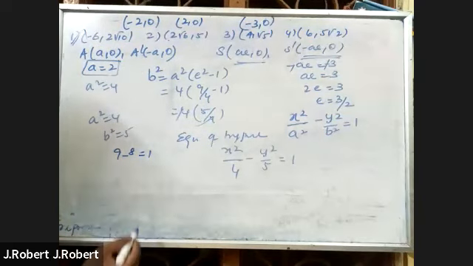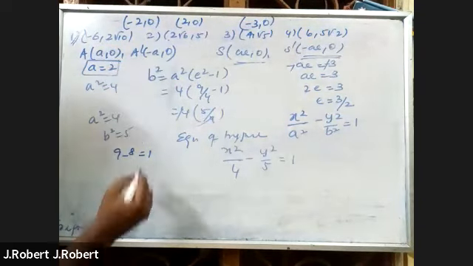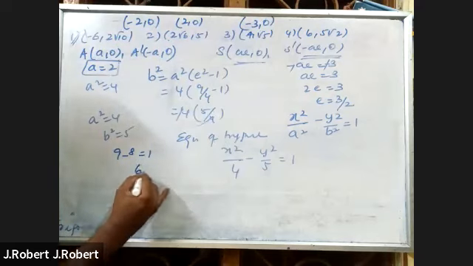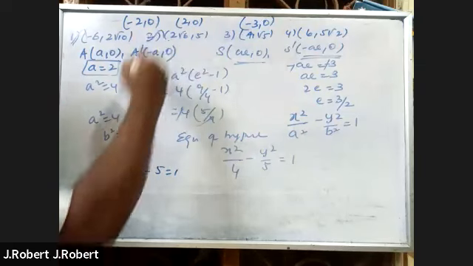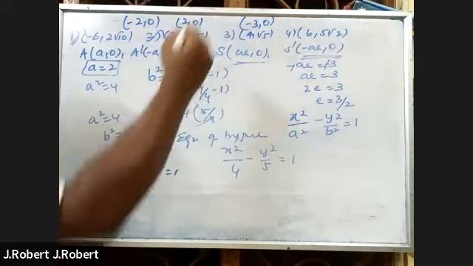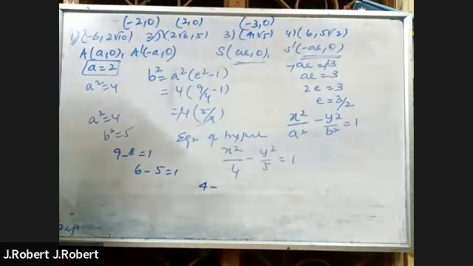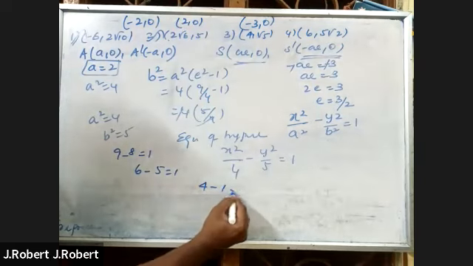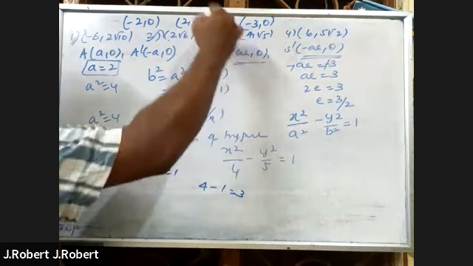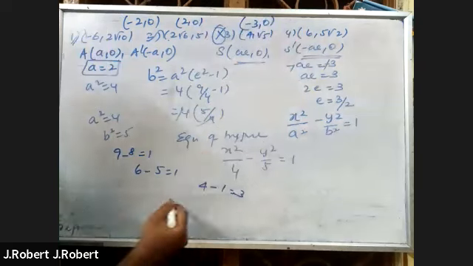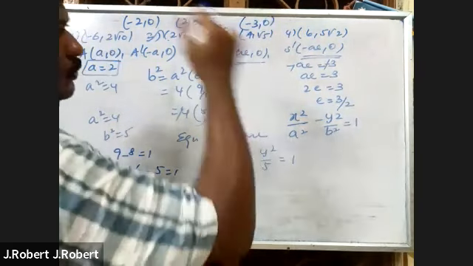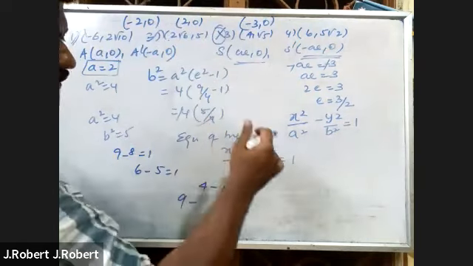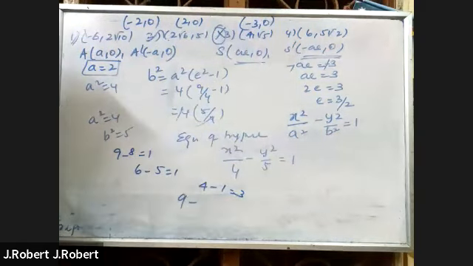Now go for the second one. 2 root 6, 6 into 4 is 24, 24 by 5, 25 by 5, which is equal to 1. This also satisfies. Next, 4 square 16 by 4, which is equal to 4, minus root 5 square by 5, 1, which is equal to 3, not satisfied. Fourth, let's try: 6 square 36 by 4, 9, minus 5 root 2, 25 into 2, 50 by 5, 10.